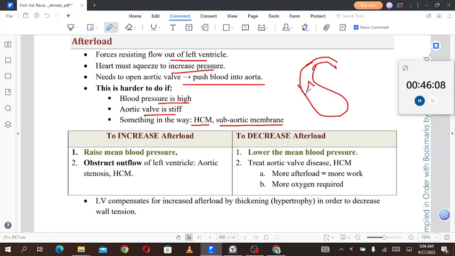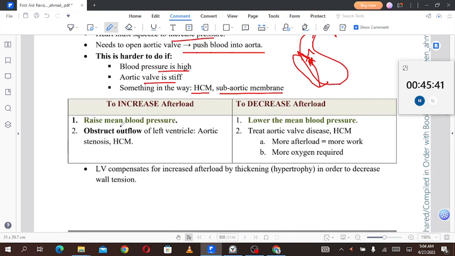In the case of hypertrophic cardiomyopathy, this is the interventricular septum, then it is the right ventricle on the other side. The interventricular septum is hypertrophied so much over here that it comes in the way of the aorta. So when the ventricle is contracting, the interventricular septum will be blocking the outflow of the left ventricle. So that is also one of the reasons that the afterload is increasing.